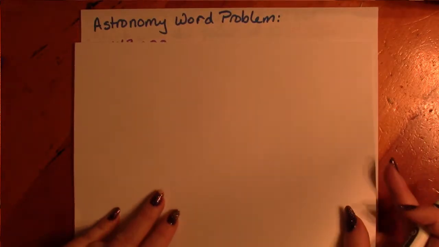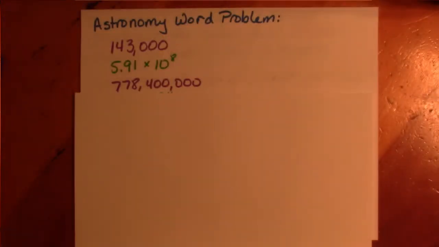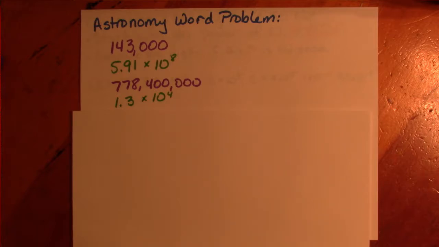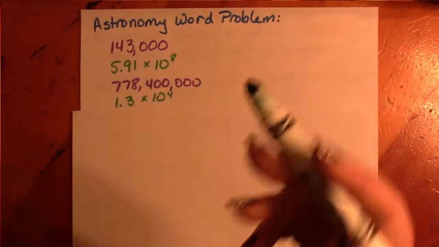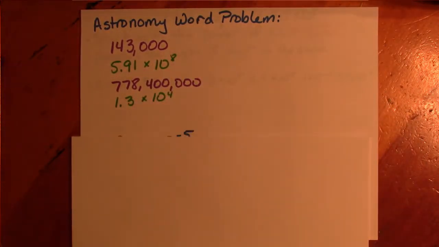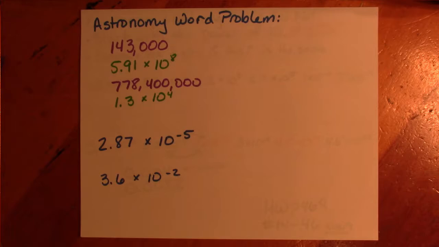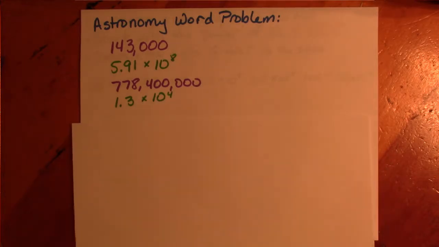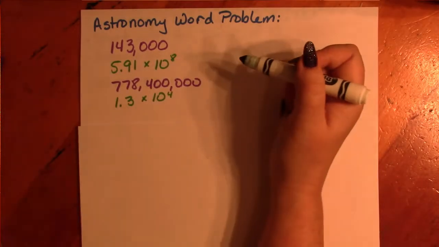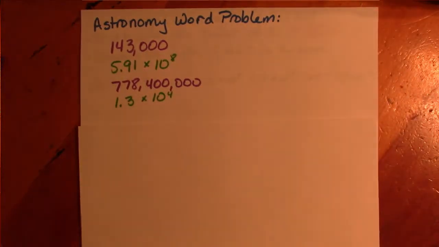Next, we have an astronomy word problem, and in that word problem, they give us 4 different numbers, 2 of them in standard form and 2 of them in scientific notation. And the first questions here ask us to figure out 2 of them, and then the Check It Out asks us to figure out the other 2. So I'm going to work all four of them for you.